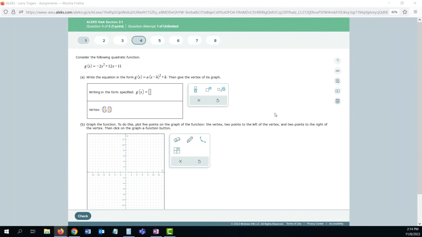All right, so consider the following quadratic function. G of x is equal to negative 2x squared plus 12x minus 11. Write the equation in the form G of x is equal to a times quantity x minus h squared plus k. Then give the vertex of the graph.